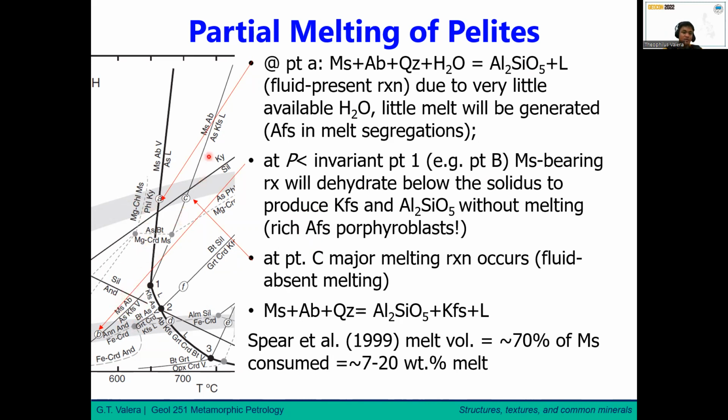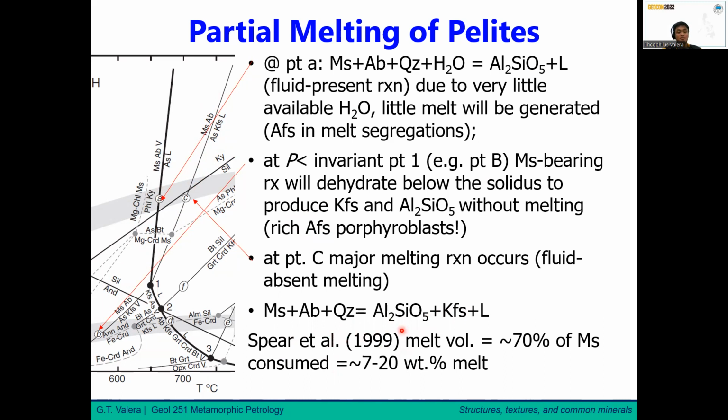This is fluid absent na melting. So actually, as you can see from here, walang vapor na dinagdag. Pero dehydration ng muscovite produces, or provides yung fluids which are then used to form melts. Okay, so muscovite plus albite plus quartz equals aluminosilicate plus alkali feldspar plus liquid.